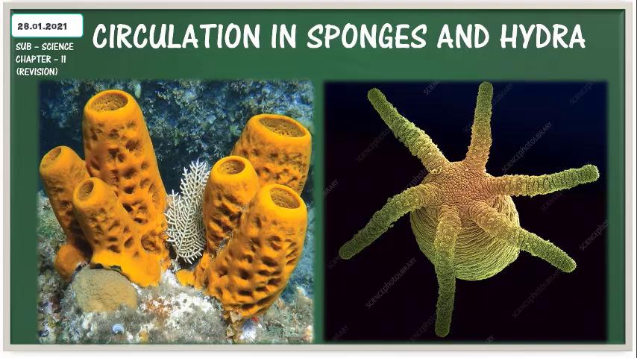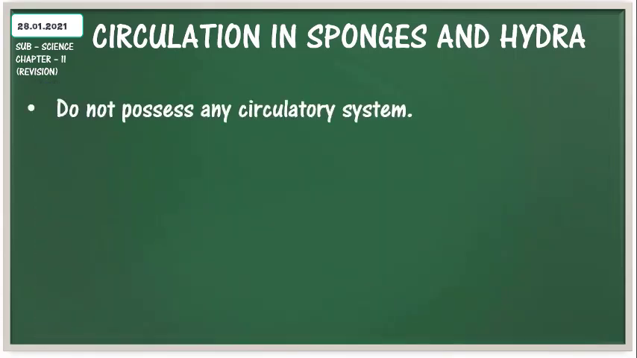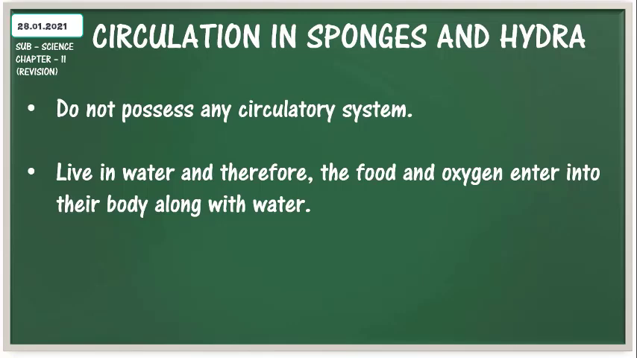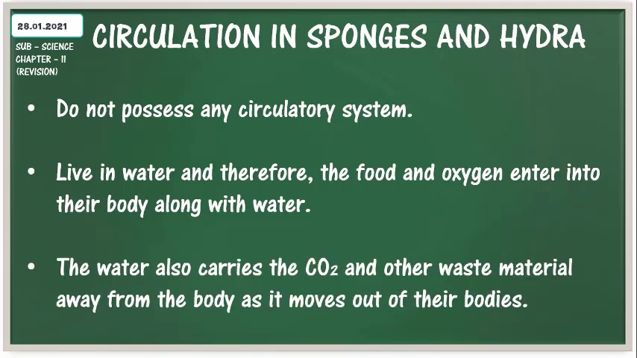Circulation in sponges and hydra. Sponges and hydra are simple animals that do not possess any circulatory system. They live in water, and therefore the food and oxygen enter their body along with water. The water also carries carbon dioxide and other waste material away from the body as it moves out of their bodies. That is why these animals do not need a circulatory fluid like blood.